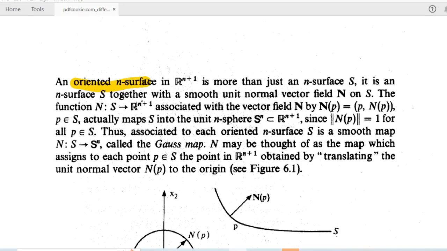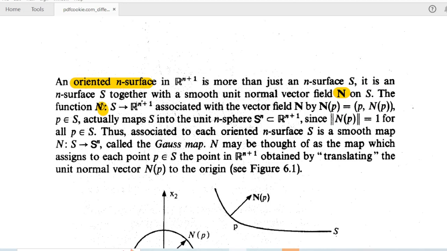An oriented n surface in R^(n+1) is more than just an n surface. It is an n surface S together with a smooth unit normal vector field N-bar on S. So we know what is a normal vector field, and a unit normal vector field means a normal vector field of magnitude 1. An n surface together with the unit normal vector field on S is said to be an oriented n surface.